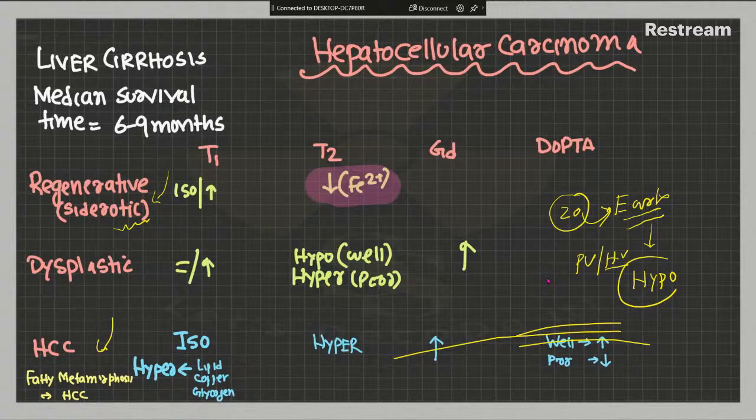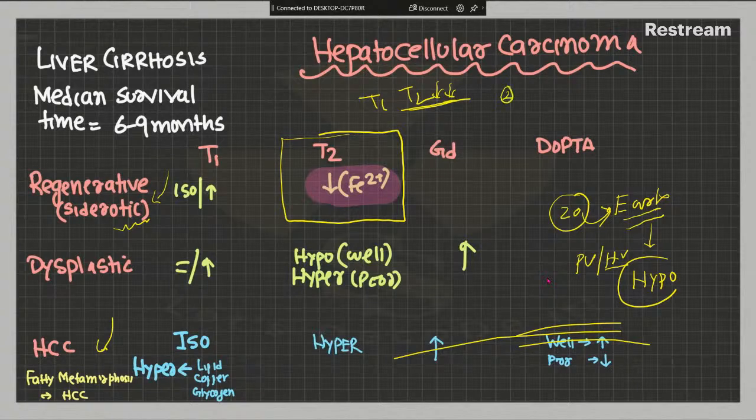For imaging in a regenerative nodule, on T2, sometimes it becomes a sclerotic nodule. So this sclerotic nodule will become T1, T2 hypo. This is one feature of a degenerative nodule. This is number one. And number two is the enhancement pattern will not be that vivid compared to hepatocellular carcinoma. Hepatocellular carcinoma vividly enhances on the early arterial phase, but the degenerative nodule does not enhance like that.